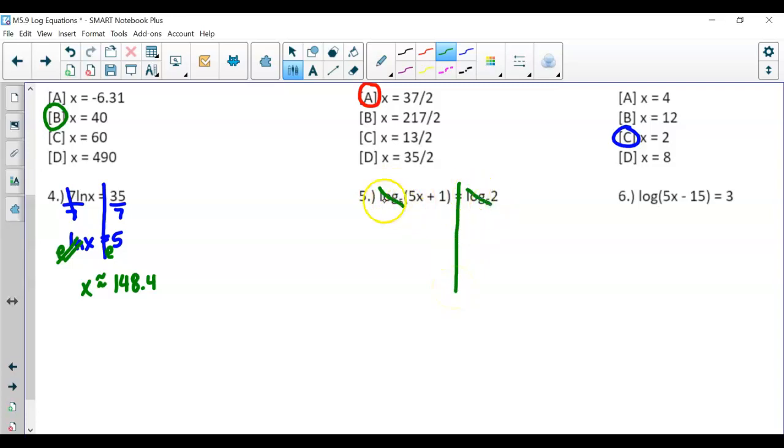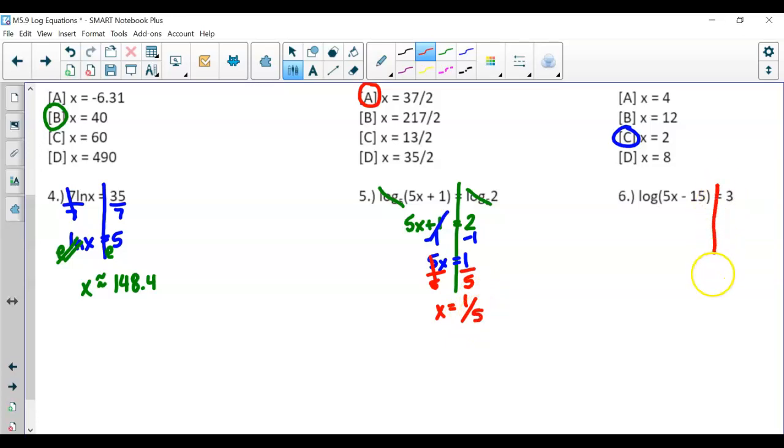So now here, do the logs cancel out? Yes, because they're on different sides and the bases were the same. So 5x plus 1 is equal to 2. Now solving, subtract 1. You have 5x is equal to 1. Now make sure you are supposed to divide by 5. So x is not equal to 5, x is equal to 1/5 or 0.2.